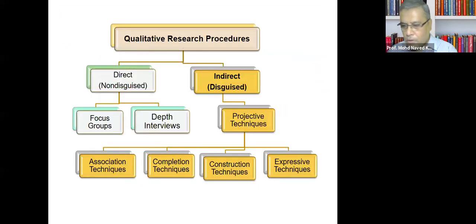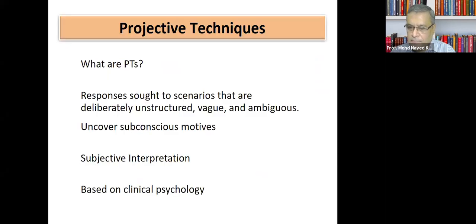So we'll be discussing these indirect procedures. In that, we'll be discussing various types of projective techniques, and in that, we will cover the association test, completion techniques, the construction techniques, and the expressive techniques. So first of all, what are these projective techniques, or in short, what we call the PTs?